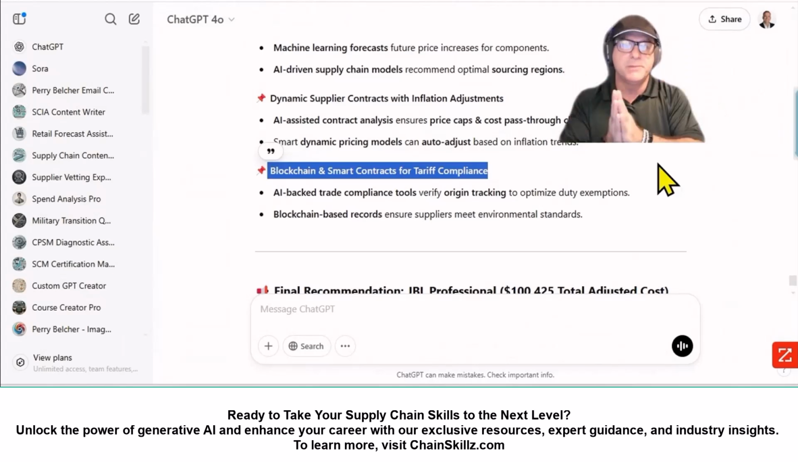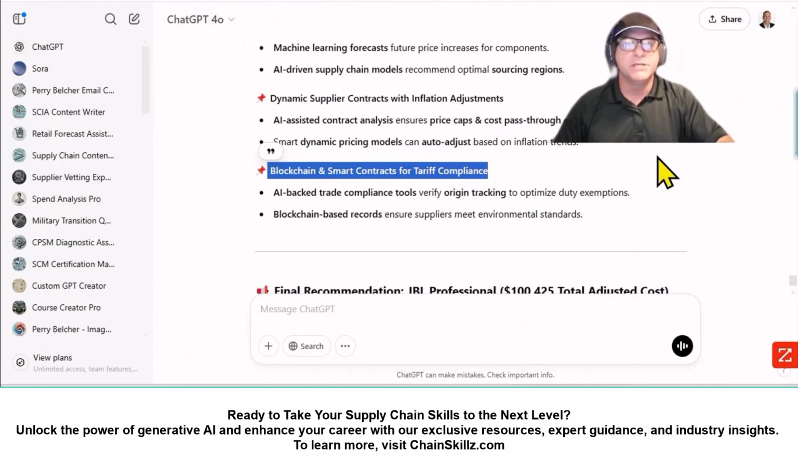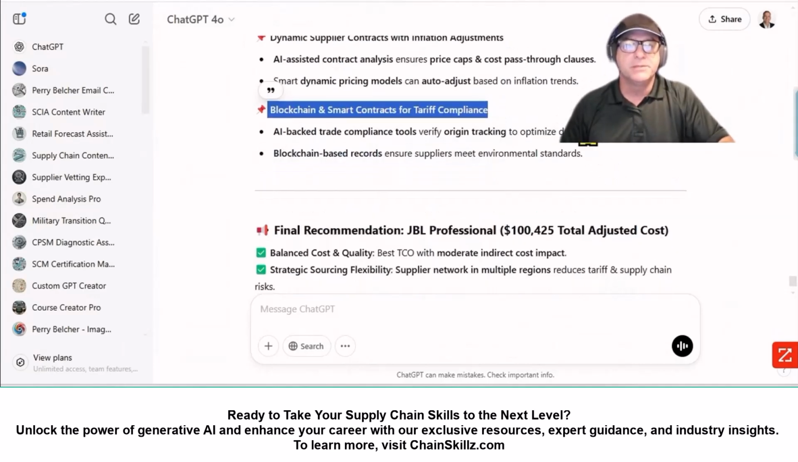But blockchain has a much deeper meaning in the supply chain because it's a ledger that cannot be changed. So once an entry is made, it cannot be backed out or deleted. It's just a chain of compliance. And we can do a conversation on blockchain at a different time. That's something to consider there.